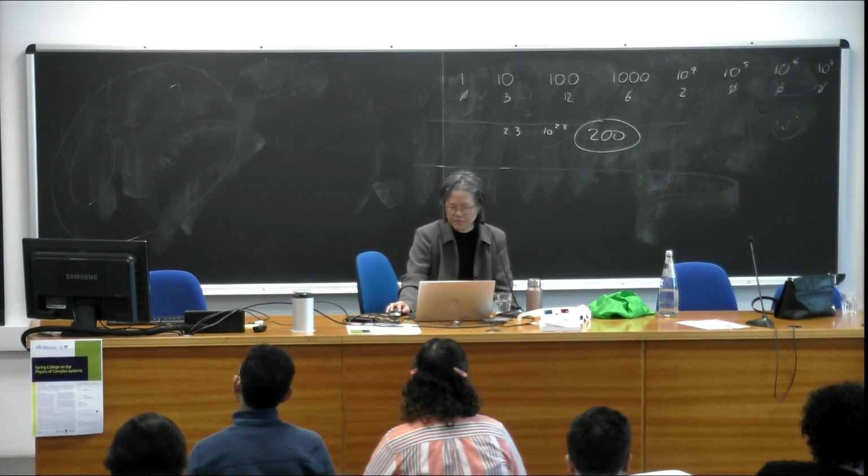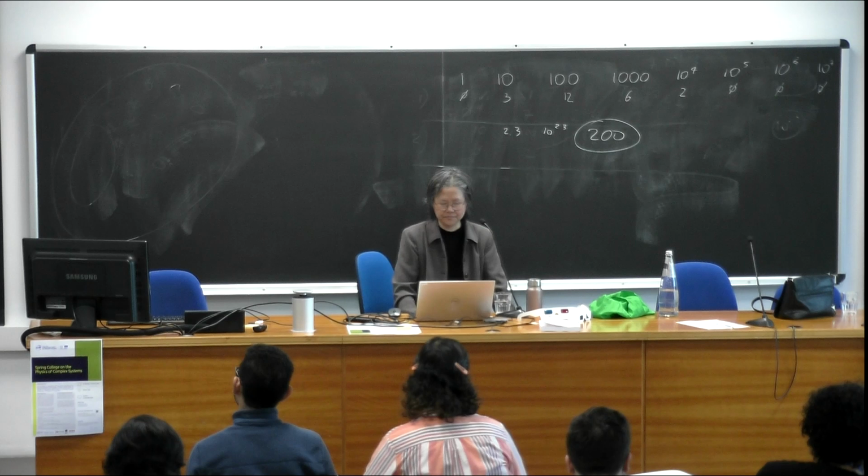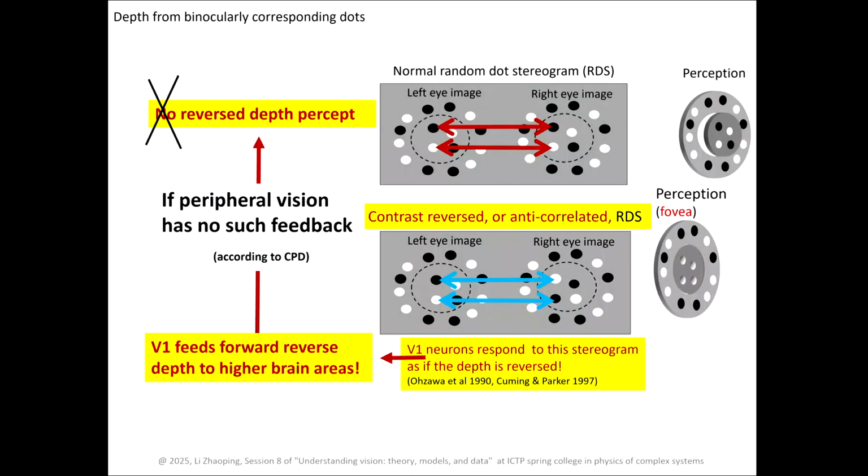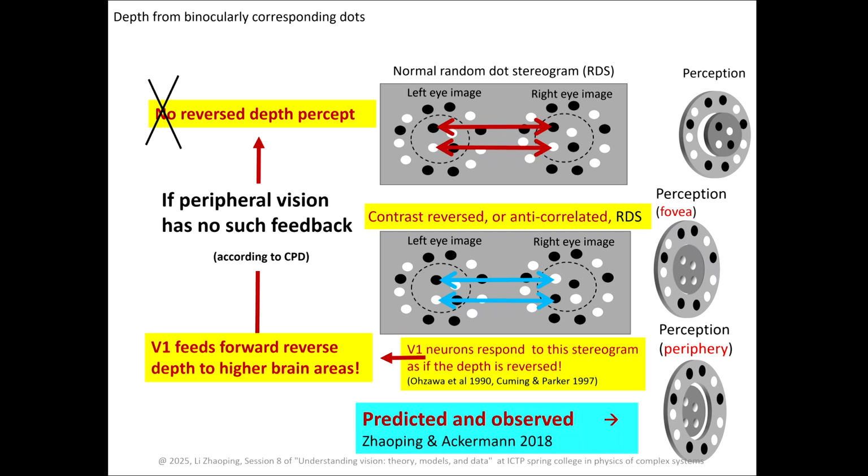So let's continue. Well, if peripheral vision does not have such verifying feedback, according to the central-peripheral dichotomy, then the feedforward V1 reports will not be vetoed, and they should lead to the reverse depth illusion in the peripheral visual field. This prediction has been experimentally confirmed.